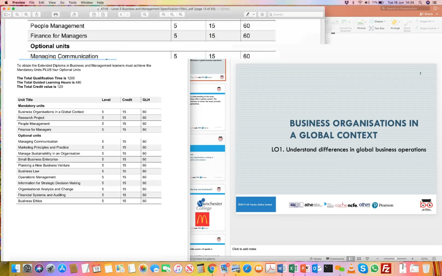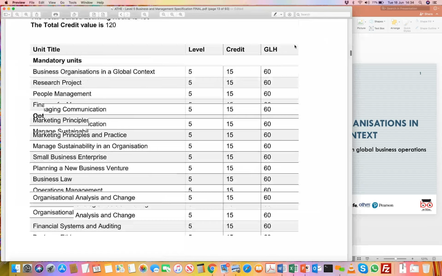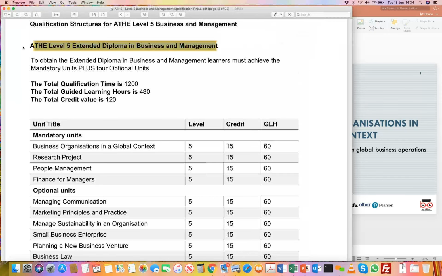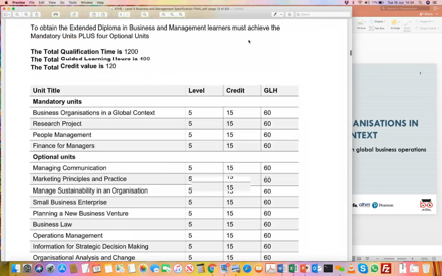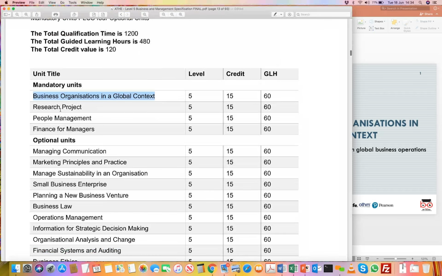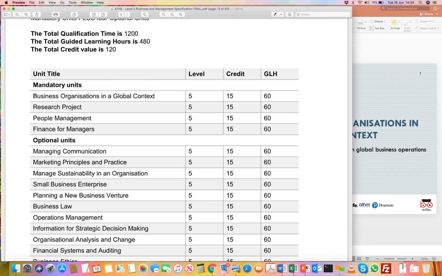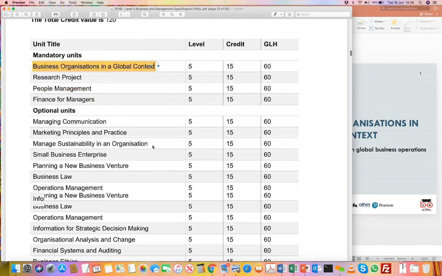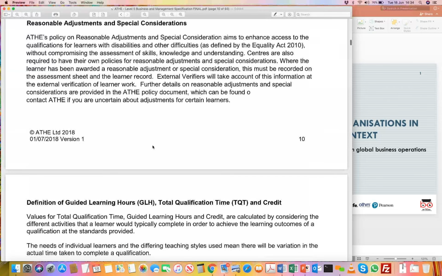Here in this particular module, if I just magnify this now, so you're able to see it clearly. In this particular course, we are looking at studying 8 units in total. And when I look at the 8 units, we are going to study these 4 units, which are mandatory. These are mandatory units. And today we are going to start off with the first unit, which is business organizations in global context.